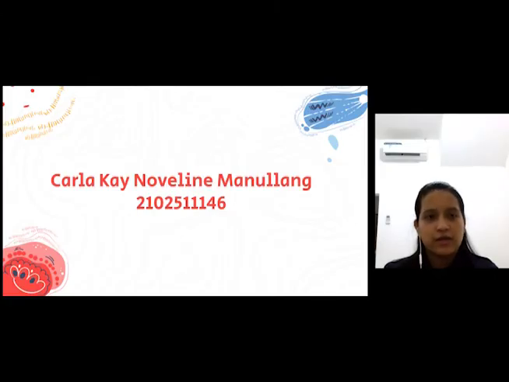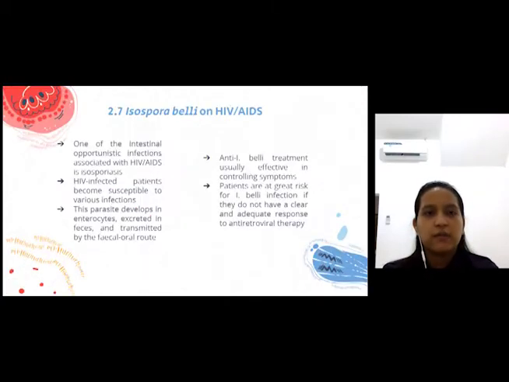First, allow me to introduce myself. My name is Carla Manullang and my last three digits are 146. Now, I want to present about Isospora belli in HIV/AIDS. In patients infected with HIV in the tropics and subtropics, Isospora belli is often found. One of the intestinal opportunistic infections associated with HIV/AIDS is isosporiasis. The progressive decline in immune status will cause HIV-infected patients to become susceptible to infections, both general and opportunistic. This parasite develops in enterocytes, is excreted in the feces, and is transmitted by the fecal-oral route through contaminated water or food or direct contact with infected animals or humans.